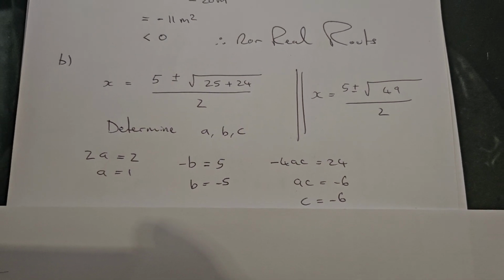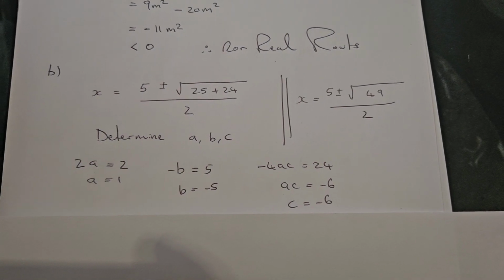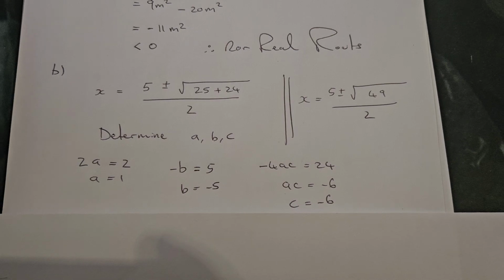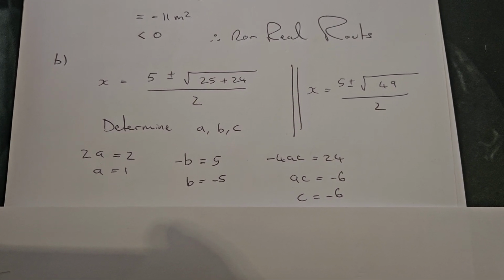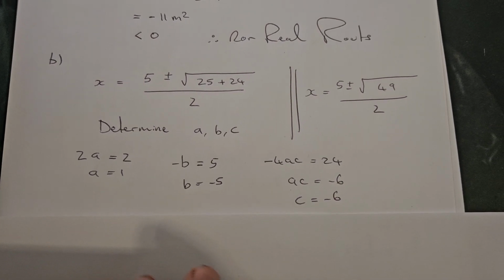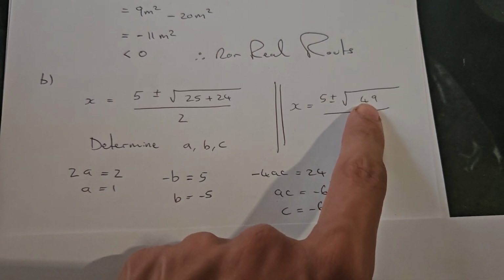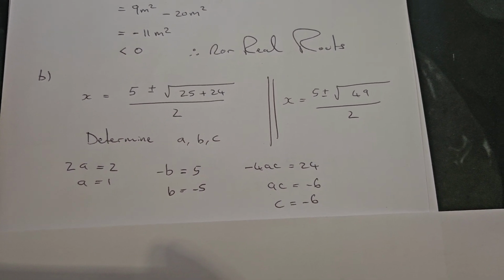The other thing they can ask us about something like this is they could give us this or this and ask us to determine the nature of roots without solving. So they give us the roots there, but without doing anything else, what are the nature of roots? We can read them off directly. If we simplify this further, it would be 5 plus or minus 7 over 2, so it's going to be some rational number.